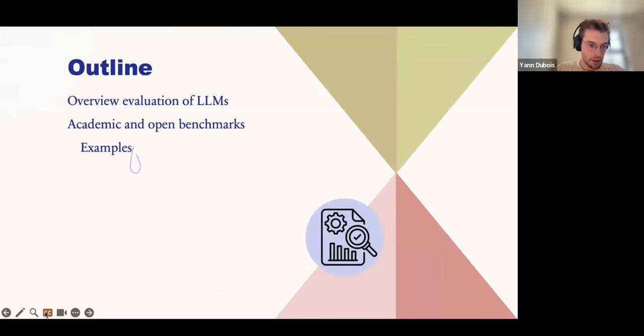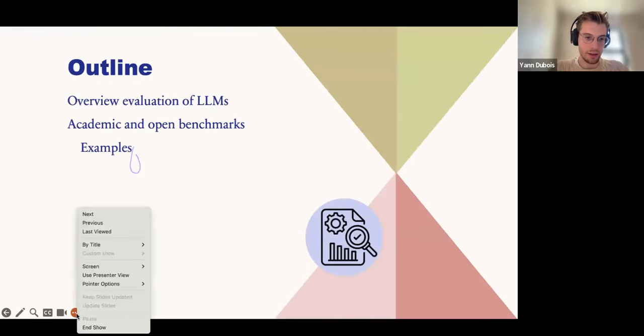Oh, how do I remove this? I still see the drawing and I don't know how to remove that.